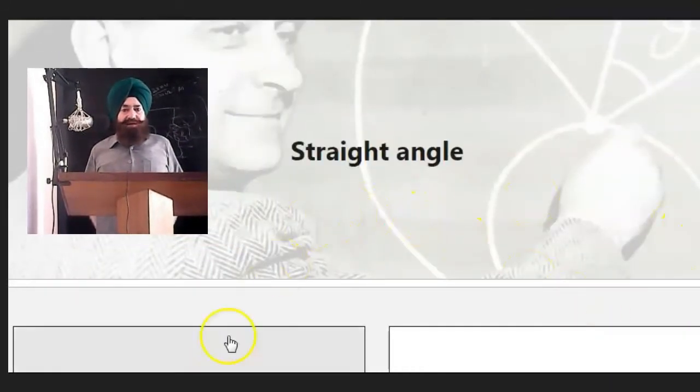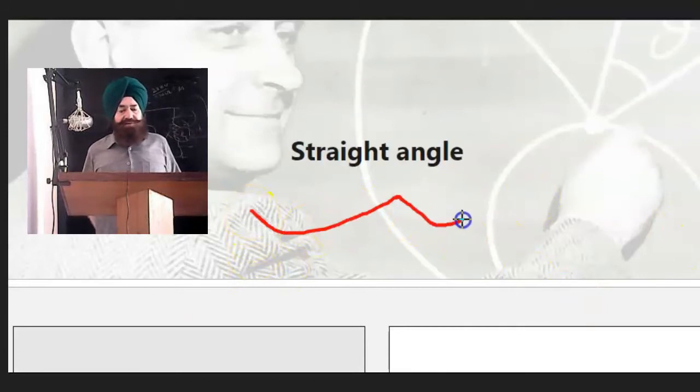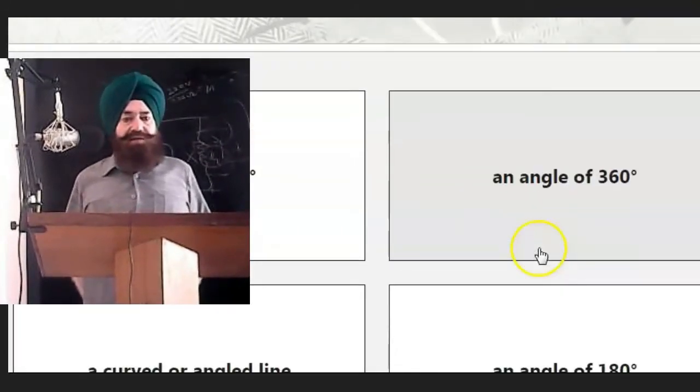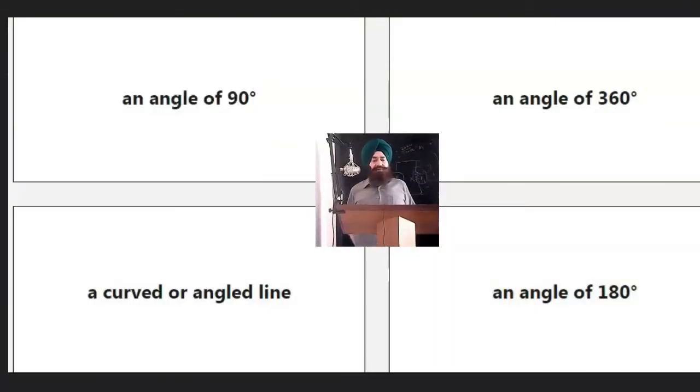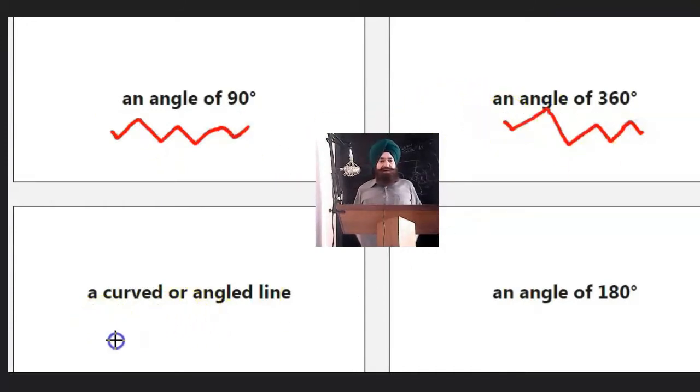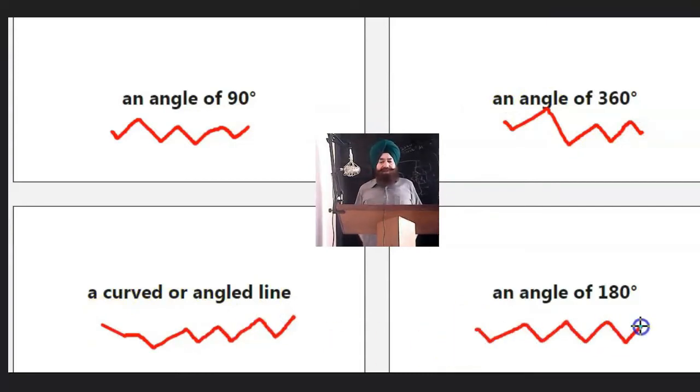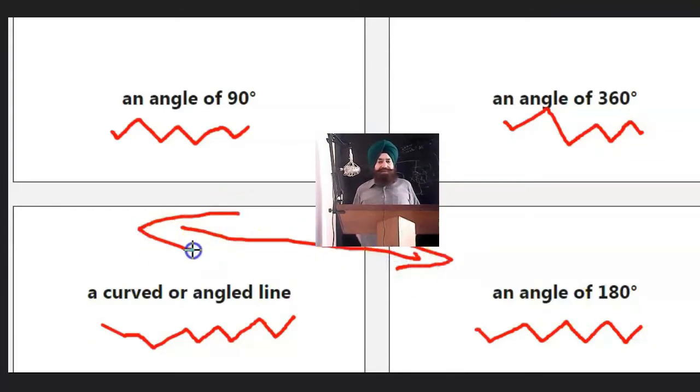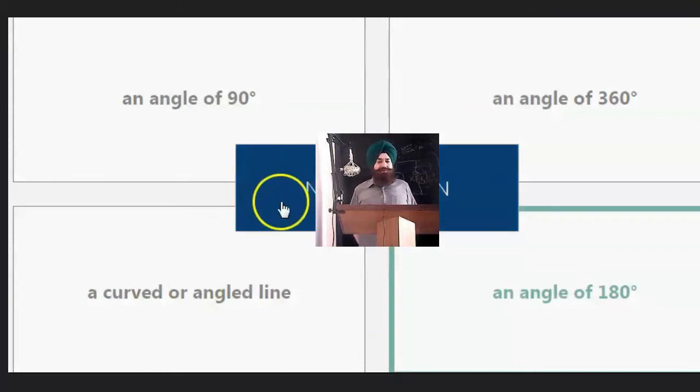What is a straight angle? What do you think? The choices are: an angle of 90 degrees is a straight angle, an angle of 360 degrees is a straight angle, a chord or angled line, or do you think an angle of 180 degrees is a straight angle? So here is a hint. Think about it. Oh, this is the correct answer, 180 degrees. Now coming to the next question.